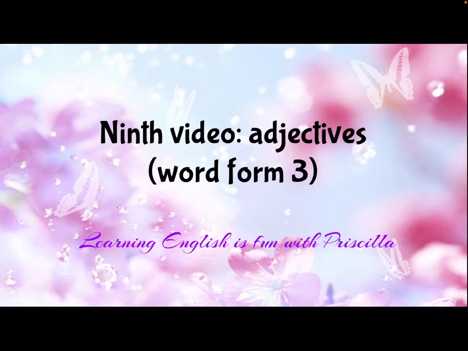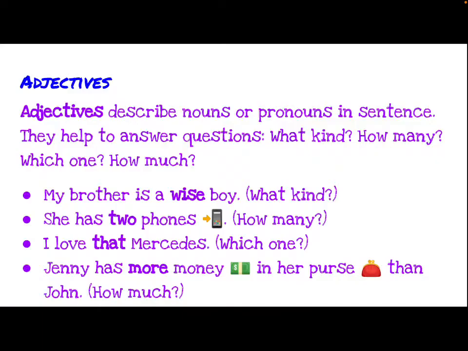Today, we will learn more about adjectives, which is the word form 3. What are adjectives? Adjectives describe nouns or pronouns in a sentence. They help to answer questions: what kind, how many, which one, and how much. The first example answers the question what kind.